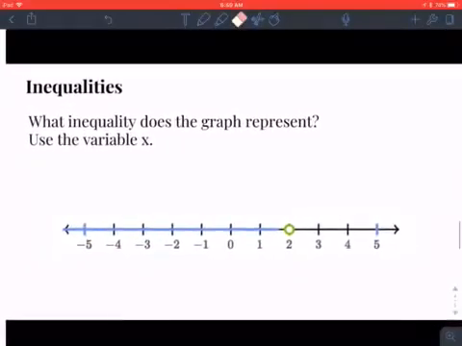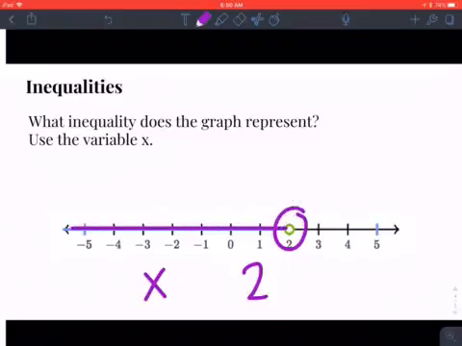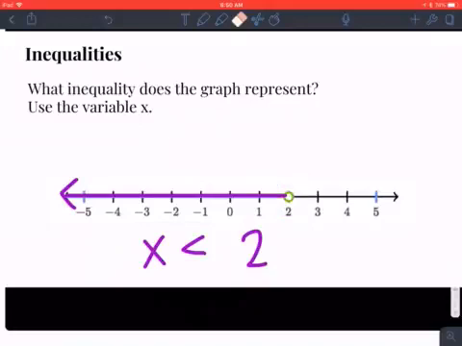What does the inequality on the graph represent? Okay, so I have x, again, that we're using as our variable, and we have now the number 2 because my boundary point's on the number 2. And notice that this time it is not filled in, so that means I'm going to have either greater than or less than, no equal to. 2 is not part of our solution. So it looks like we're pointing to the left to all the numbers that are less than 2. So x is less than 2. That is what this one is representing.